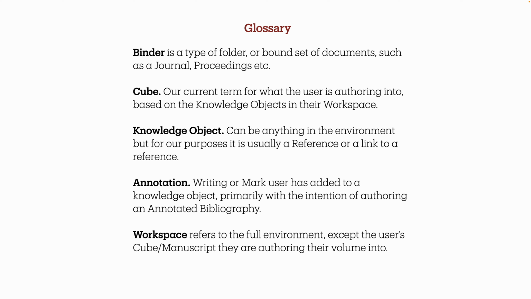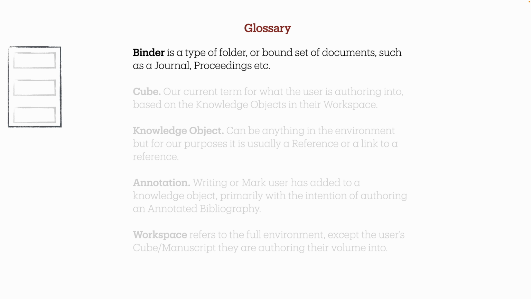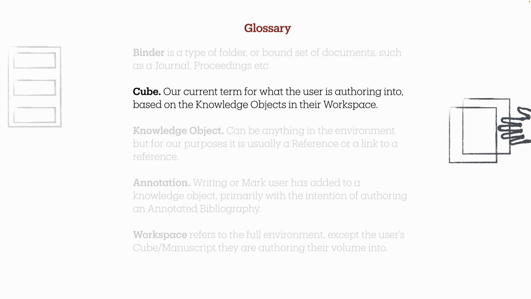A glossary is useful. A binder is the language we use to refer to a type of folder or set bound of documents, such as a journal or proceedings, etc. The point of this is if you have a huge knowledge base, you don't want necessarily 30 separate objects representing 30 separate papers from one proceedings. You probably want a way to have them separate or all together depending on what you are doing.